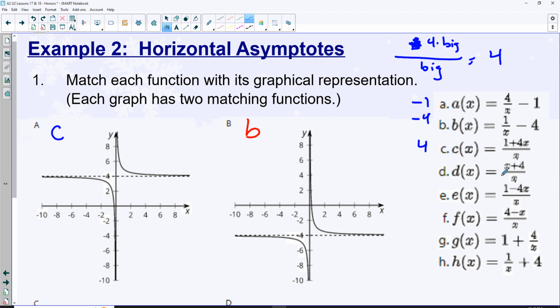What about D? Okay, x plus 4 over x. All right, once again, let's go back and do this with big. So big plus 4 over big. Okay, well, what's happening here? If I take a big number and add 4 to it, is that really going to change? No, the difference between a billion and a billion four is really nothing, right? So I'm going to really kind of ignore the 4, and big over big is equal to 1.